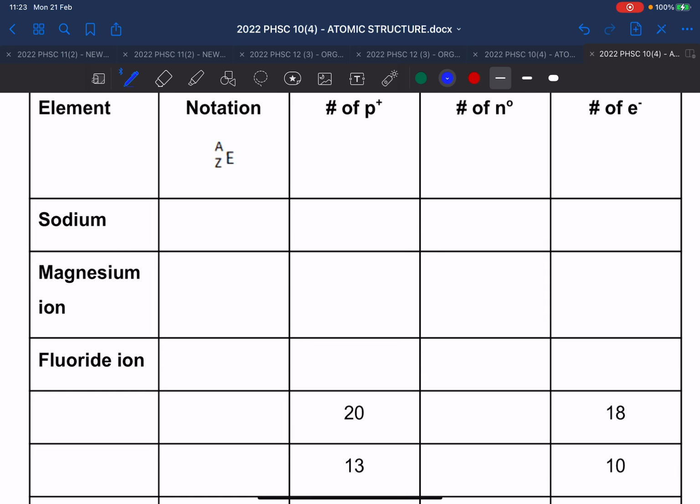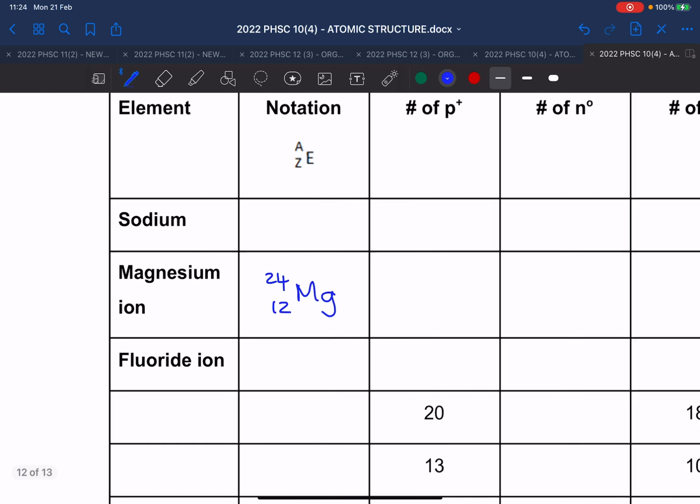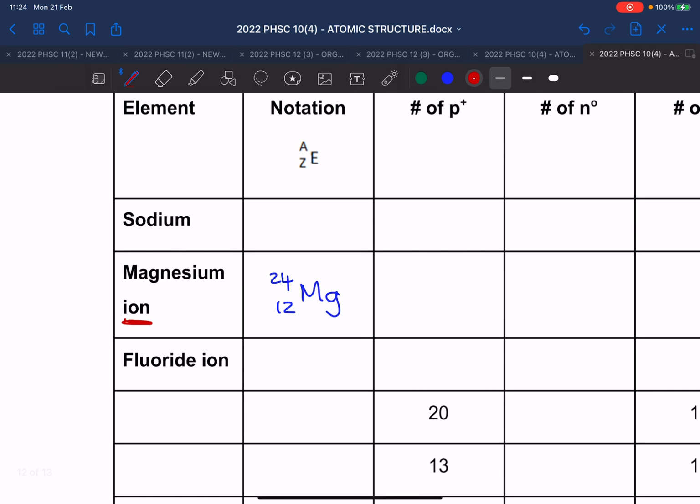What is magnesium's symbol? Magnesium, not manganese. Mg. Alright, what is its mass? 24. And its atomic number? 12. Alright. Now they do tell us there that it is a magnesium ion.